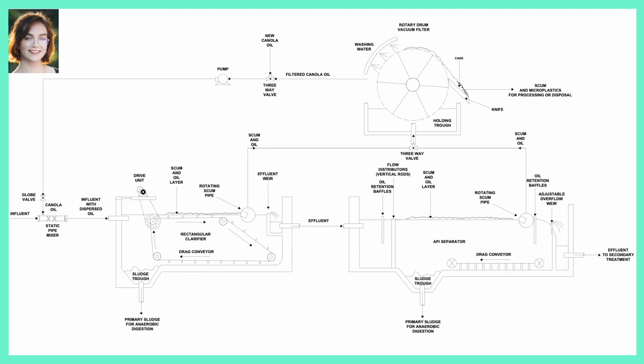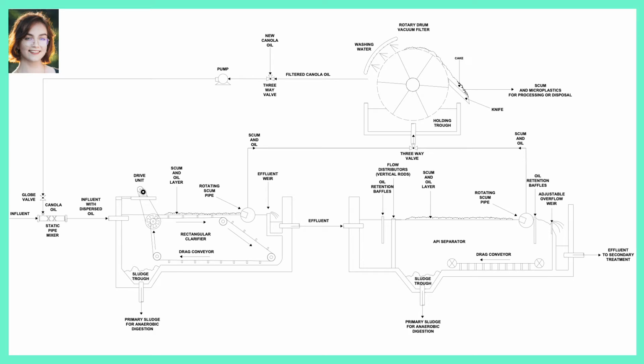This makes this method ideal to upscale for application in the wastewater treatment plant. Our design to integrate OEP into the wastewater treatment plant is a continuous process and makes use of pre-existing infrastructure such as the primary clarifier. First, canola oil is pumped into the wastewater and thoroughly mixed in a static mixer before reaching the primary clarifier, where the oil will be skimmed off the top with the rest of the scum.